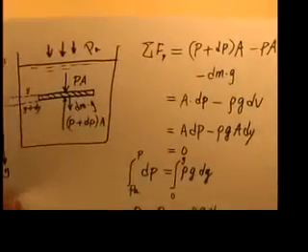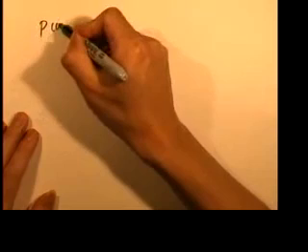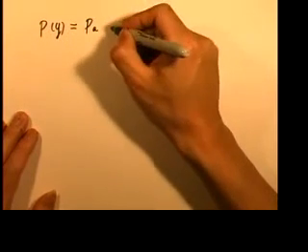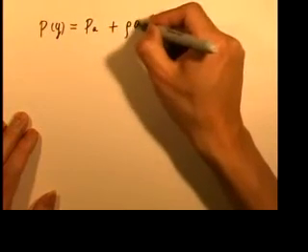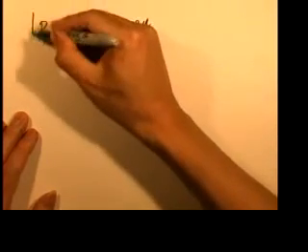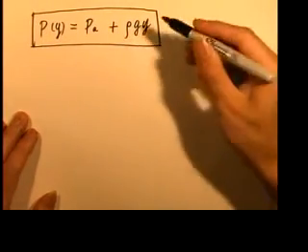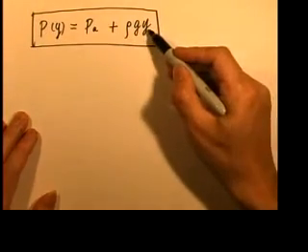Okay, this tells us how the pressure changes as a function of the depth. As a matter of fact, let's write it down. P at a depth y equals PA, that's the air pressure at the top, plus rho gy. Okay, this is the expression. The deeper you go, the greater the pressure.